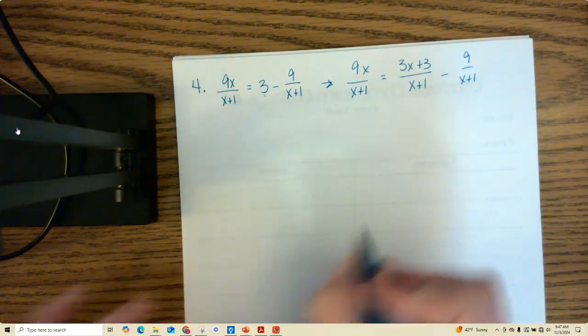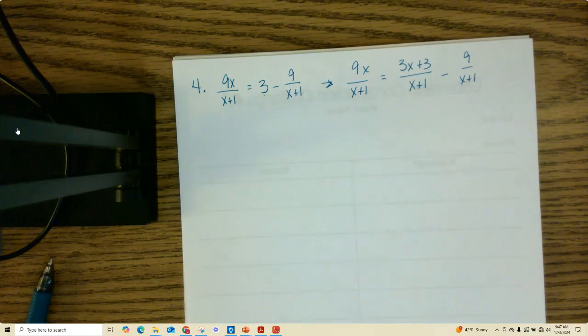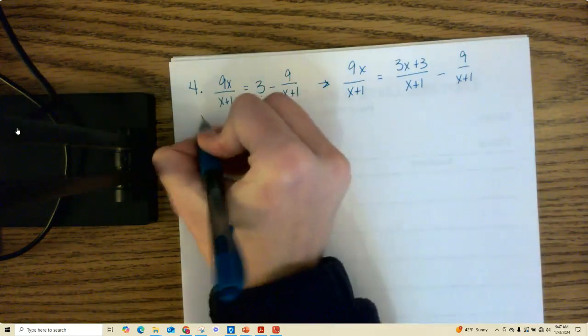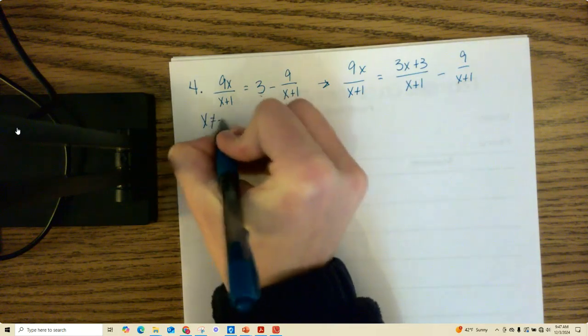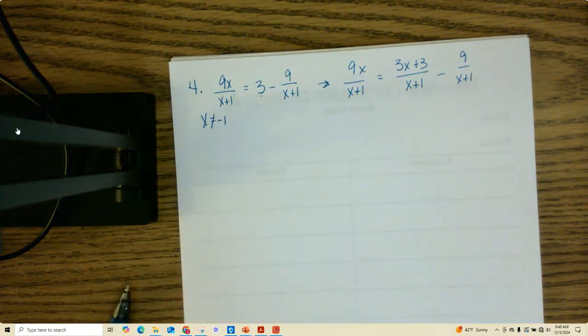So the first part is: what are the values that make the denominator 0? x cannot equal 0. x cannot equal negative 1. Whatever would make the bottom 0, you can't have a 0 on the bottom of a fraction.